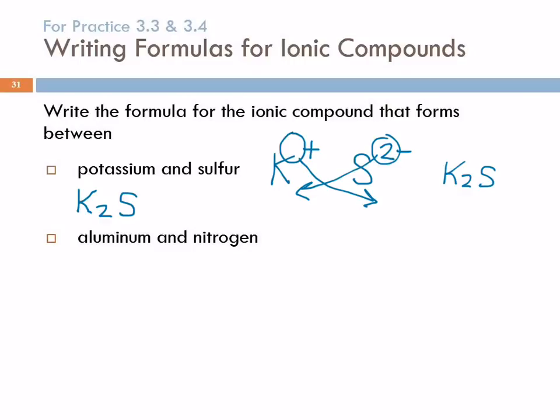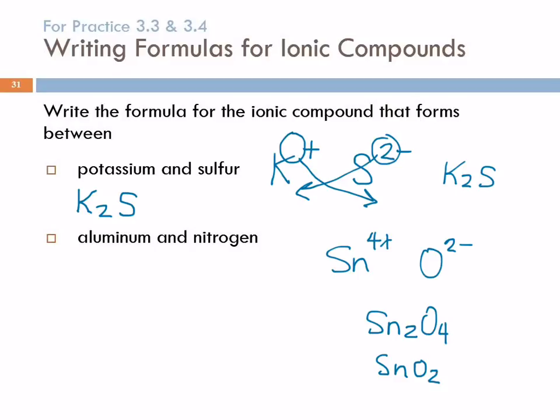When would that not work? That's an awesome question. How about this? Let's do Sn4+ and O2-. Now, if I do crisscross, what am I going to end up with? Sn2O4. I'm going to get Sn2O4. Is that the lowest ratio? No. The lowest ratio is SnO2. So can we do it that way? You can do it that way as long as you look at the result and simplify it if it's not the smallest ratio.